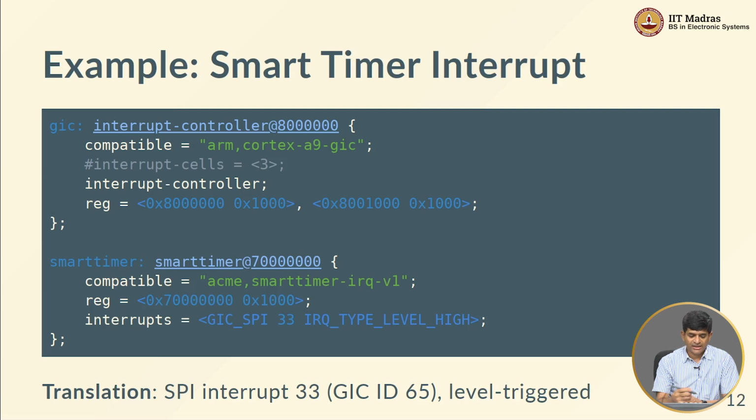So just the smart timer by itself, of course, we have the compatibility, we have the register, and we have these interrupts. What that means is that we will also have something corresponding to the actual GIC itself in the device tree. Since the device tree contains entries corresponding to the interrupt controller, it gives us a compatibility string, which means that the OS can use this in order to load an appropriate driver. So think about it, even the interrupt controller by itself needs a driver.